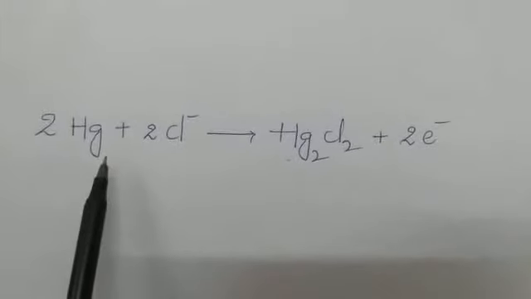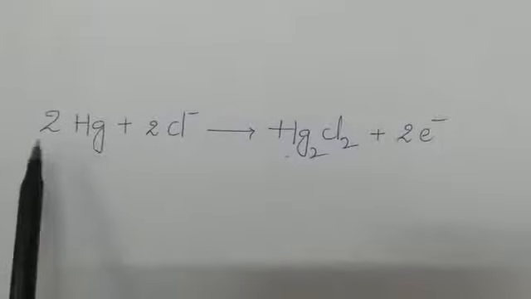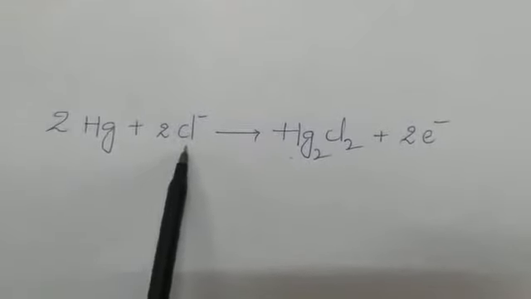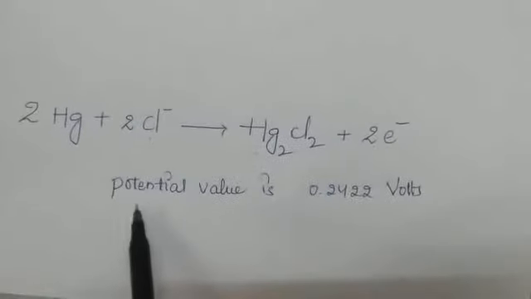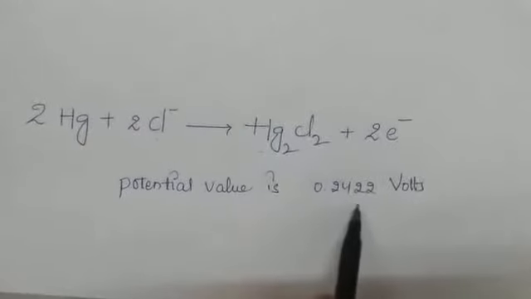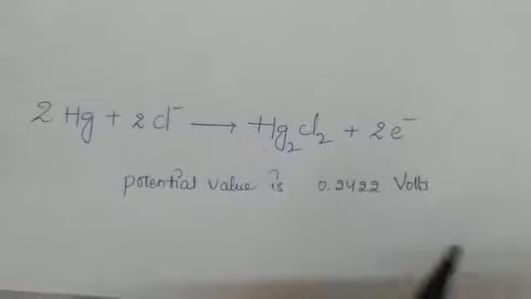In this calomel electrode, the following reaction takes place. Mercury reacts with chloride ions forming mercurous chloride, and 2 electrons are released. Its potential value is 0.2422 volts.